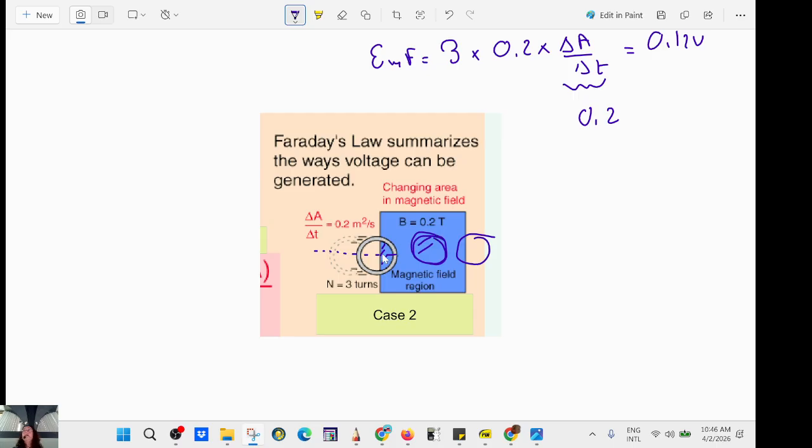The area, when we say the area change, is the area through which the number of lines are poking through. That's how it works.